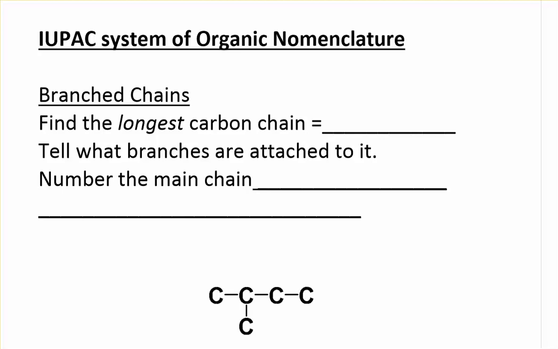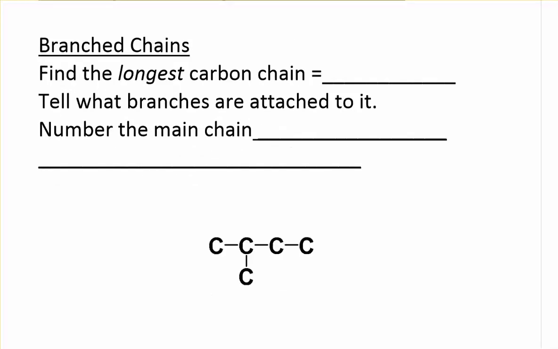Now we're ready to start using the IUPAC system to name compounds that have branched chains. First, you find the longest carbon chain. And so for that, on this compound, we could just count straight across. That gives us a chain of 4 carbons. We could count 1, 2, 3, 4 like this. That also gives us a chain of 4 carbons. So either way I get 4 carbons, so let's just choose the simplest way, which makes this a branch.